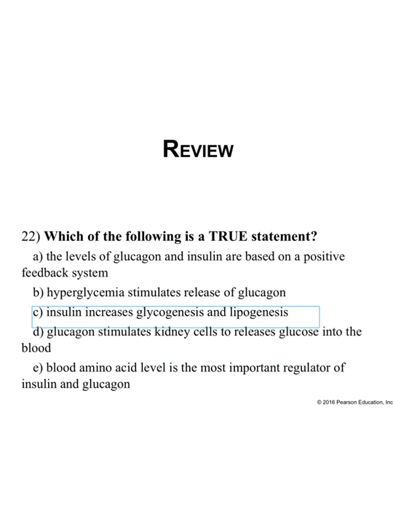Okay, which of the following is a true statement? The levels of glucagon and insulin are based on a positive feedback system. That's incorrect. This should be negative. Hyperglycemia stimulates the release of glucagon. Hyperglycemia means you have too much sugar, so that would stimulate the release of insulin, not glucagon.